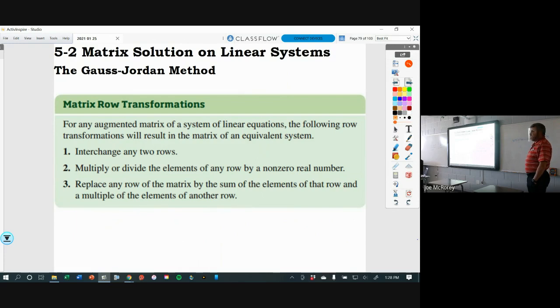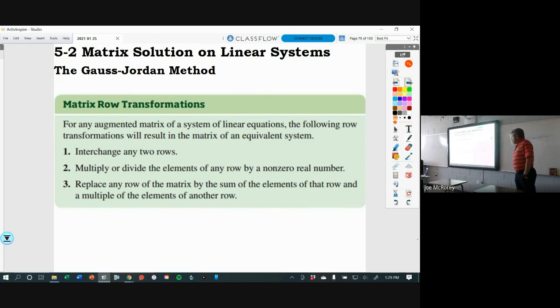Number 2, you can multiply or divide all of the elements of one row by the same non-zero number. If I've got an equation that's got a bunch of fractions in it, how do you get rid of the fractions? Multiply by the reciprocal. Greatest common denominator, right? Did that change the value of the equation? No, because you multiplied the left and the right side by the same thing, right? Remember, in a matrix, each row is an equation. So if you multiply the entire row by a number, it's still the same equation. It just looks different. Okay?